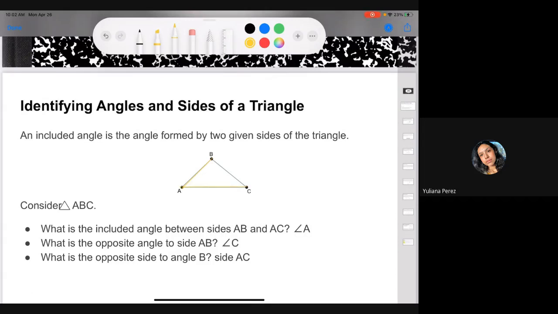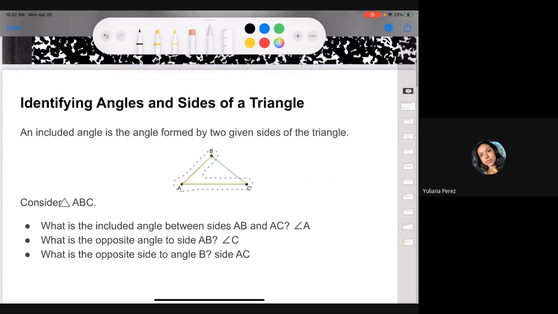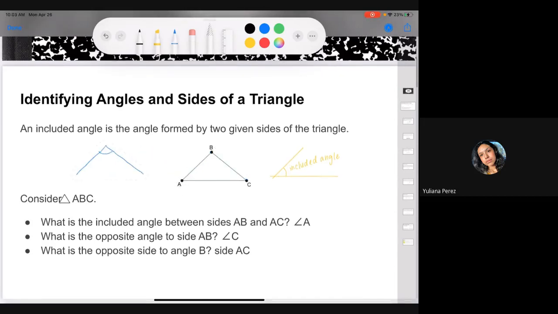So, an included angle is formed by two sides. Here we have two sides. The angle created between those two sides is known as our included angle. And this goes for every set of sides. For example, if I put this side and this side together, its included angle would be B. If I were to take BC and CA, its included angle would be C.